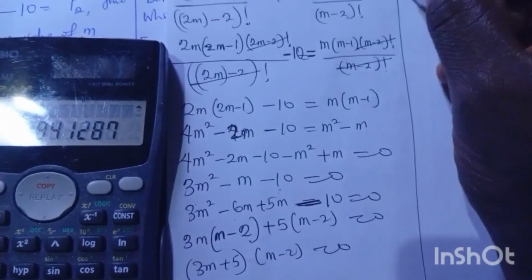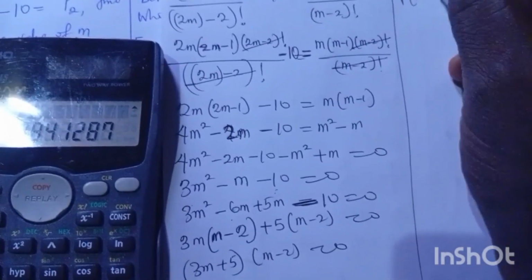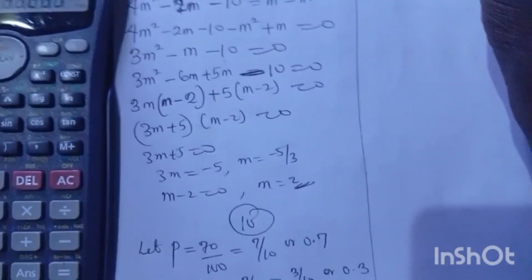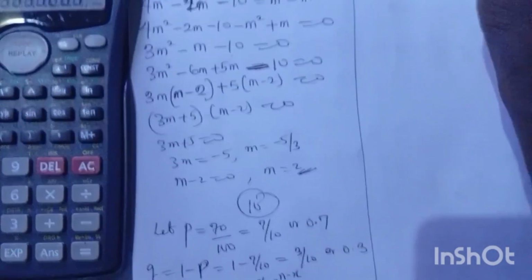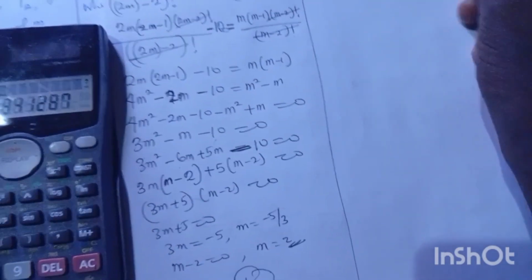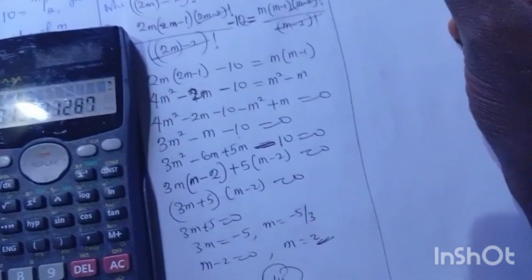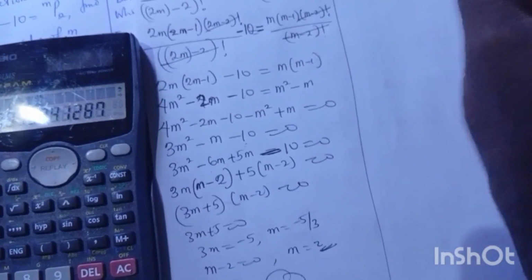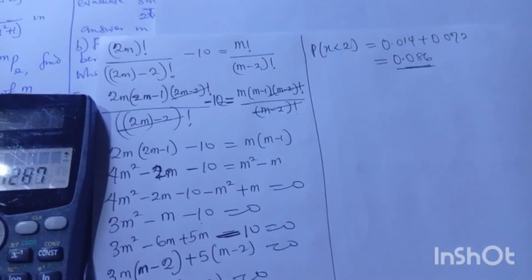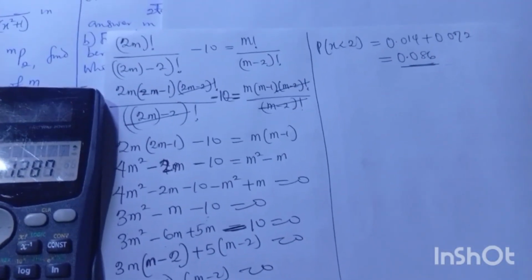So what am I saying? I will say p x less than 2 is equals to what? 0.014 plus 0.072. When you add them together, what are you going to have there? You are going to have 0.086. Are you there? And from there we are good. We have solved that one better.